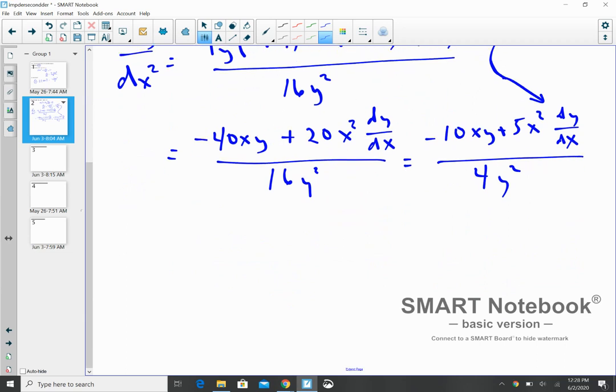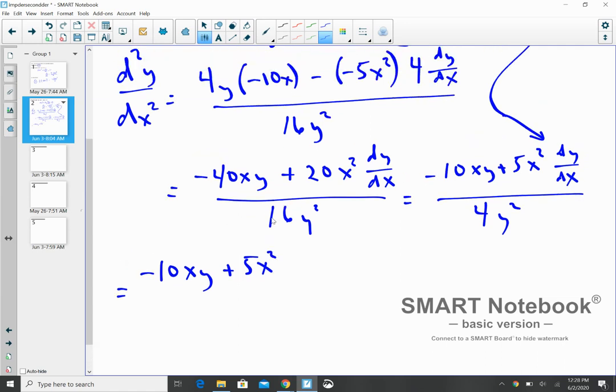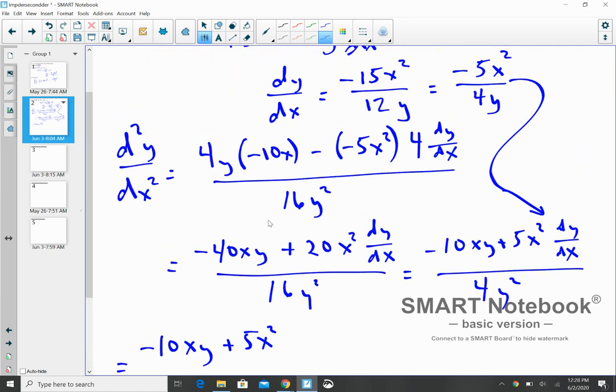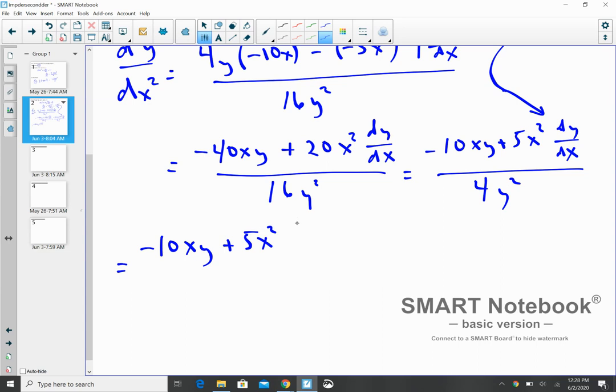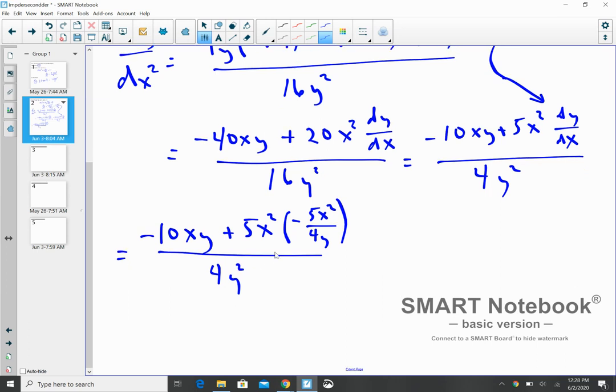So then the second derivative, this is still equal here. We have negative 10xy plus the 5x squared, and I've already forgotten what it is. Oh, it's negative 5x squared over 4y. And oh, look at that complex fraction. It's so good.